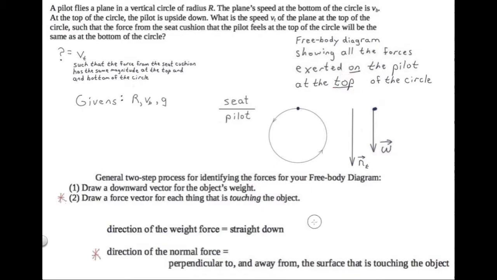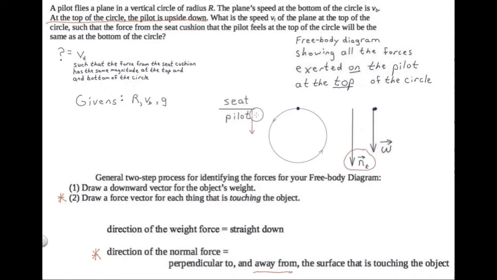At the top of the circle, the pilot is still being touched only by the seat cushion, which will exert a normal force on the pilot. The normal force points perpendicular to and away from the surface that is touching the object. So for this problem, the normal force points perpendicular to and away from the surface of the seat cushion. The problem tells us that when the plane is at the top of the circle, the pilot is upside down. So the pilot will be located underneath the seat.